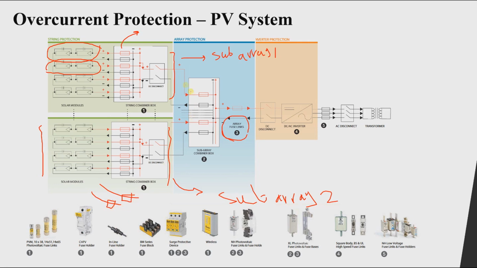And we also have inside the combiner box a surge protective device, which is used to protect against lightning surges. And if you look at the rest of the system, we also have fuses or circuit breakers.